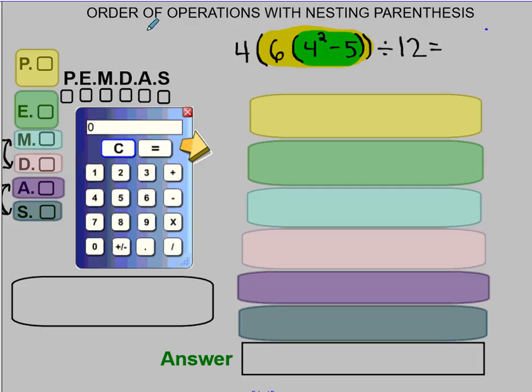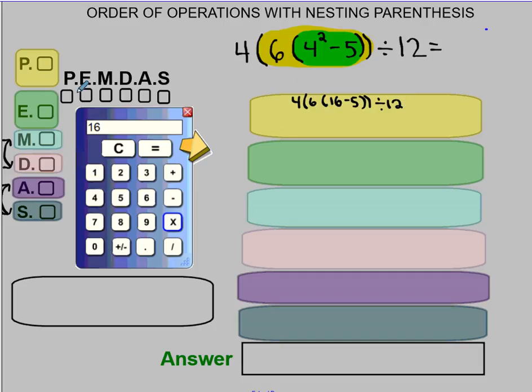Okay. So, first thing we're going to do. In the inner parentheses, we have 4 squared minus 5. So let's rewrite the problem. 4 times 6 times, we know 4 squared is 4 times 4. So we use our calculator. 4 times 4 equals 16. So 16 minus 5, divided by 12. So we still have not completed anything major yet.